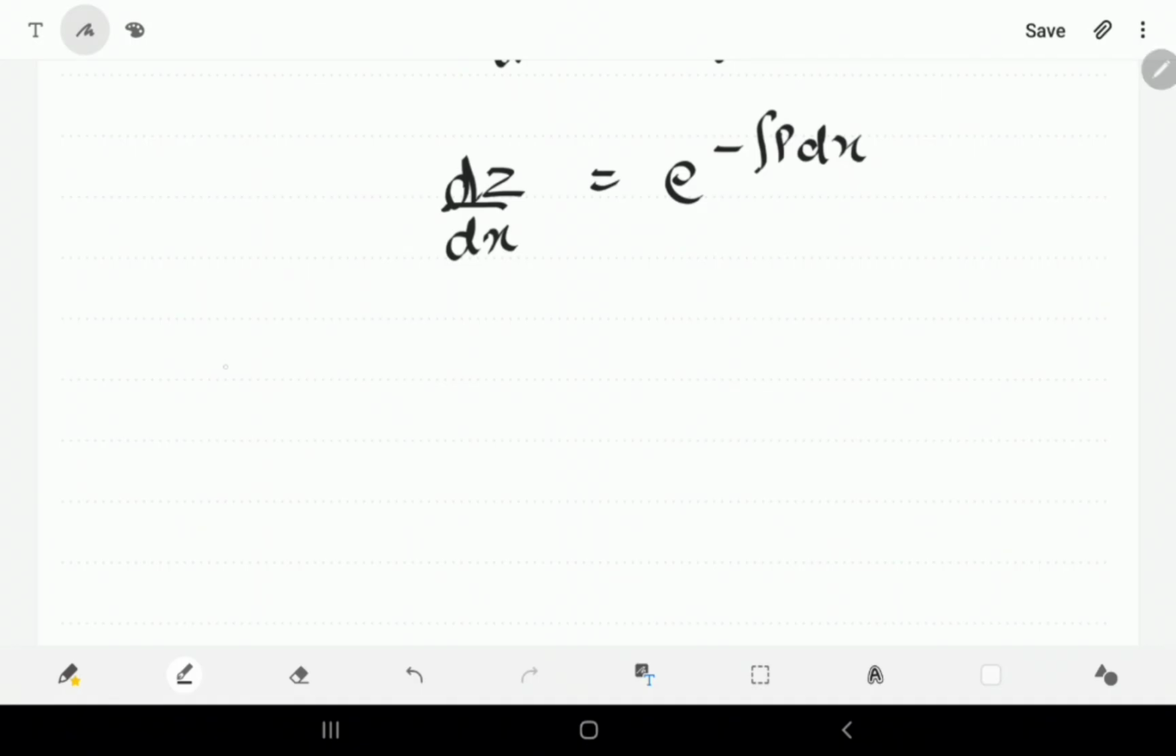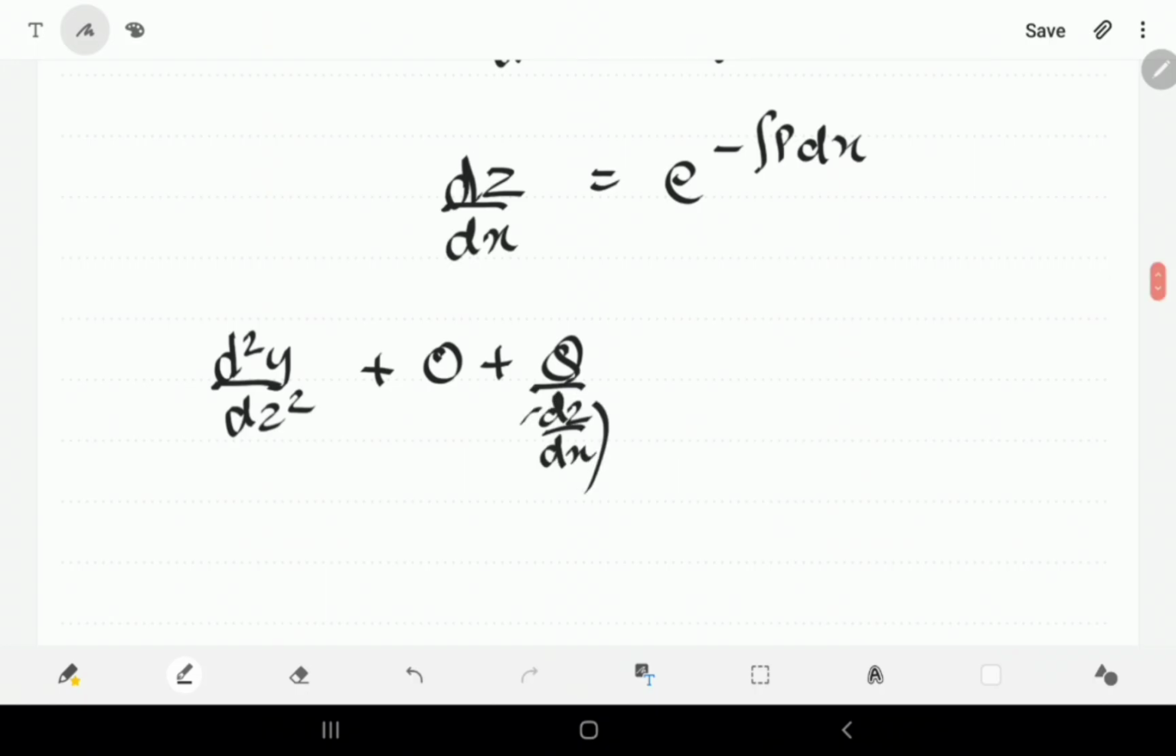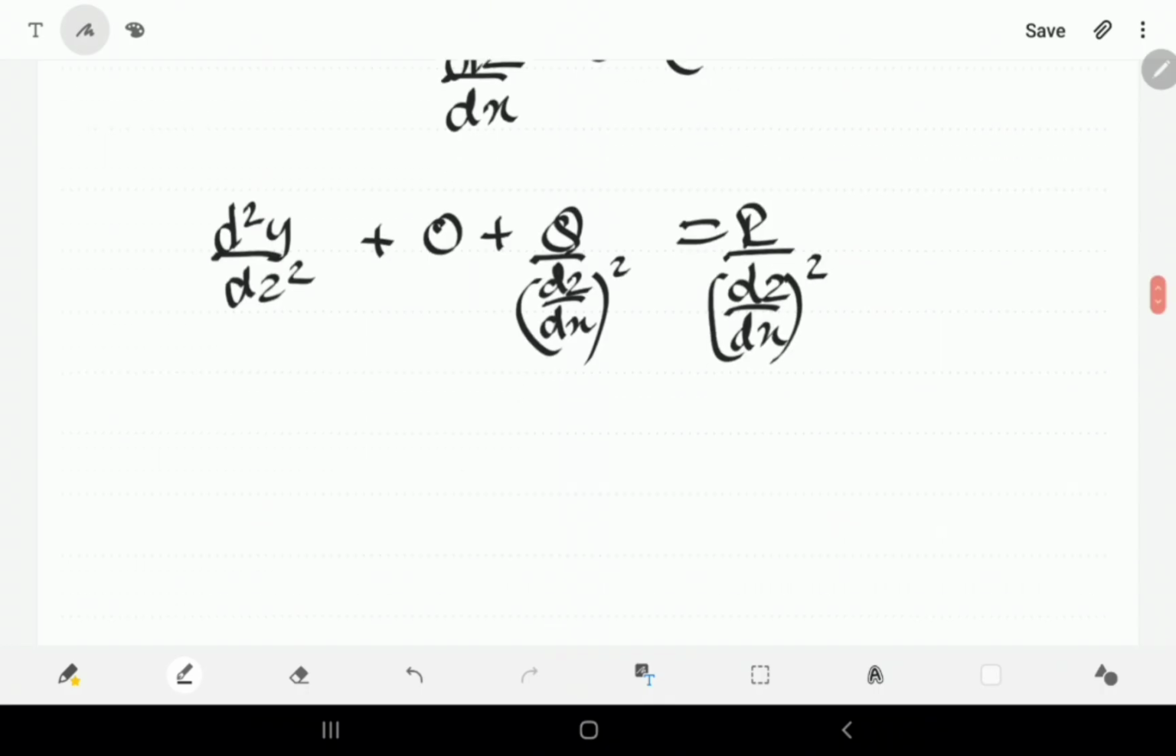Therefore, the equation becomes d squared y by dz squared plus 0 plus q by dz by dx the whole squared, times y, is equivalent to r by dz by dx the whole squared. Now we can solve this equation using any of the methods to solve higher order differential equations that we've learned before.